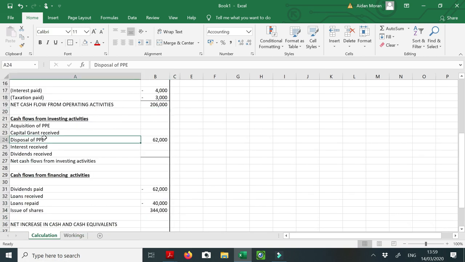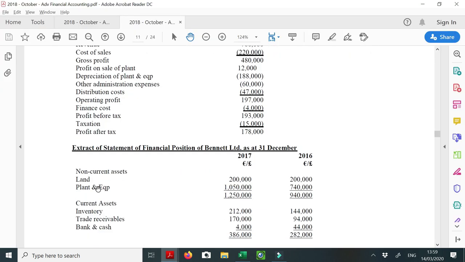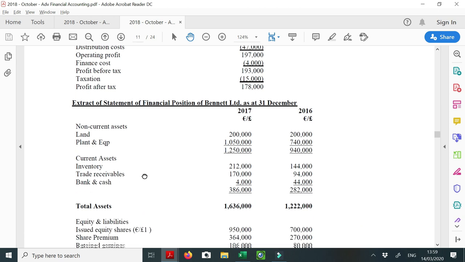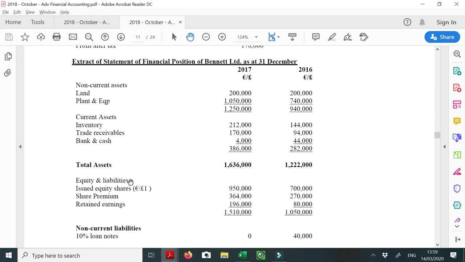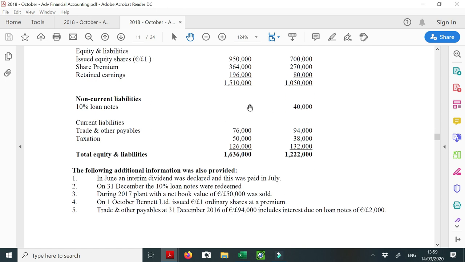So I'm looking for it. Acquisition of PPE is minus 548,000. Okay, I'm still going through the question. I've dealt with my inventory, I've dealt with my receivables, I've dealt with my shares, I've dealt with my premiums, my retained earnings, I included my loan notes, trade payables I dealt with. I think I've dealt with most of the things, dealt with my taxation paid.